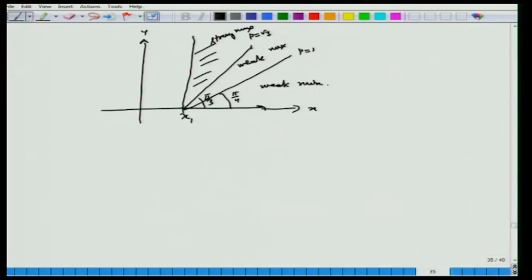So, in this case we have seen that, depending upon the slope P, and in the neighborhood of this, if y prime has a value close to P, then we can decide whether the functional will have a strong maximum or weak maximum or weak minimum within those ranges of P and y prime.